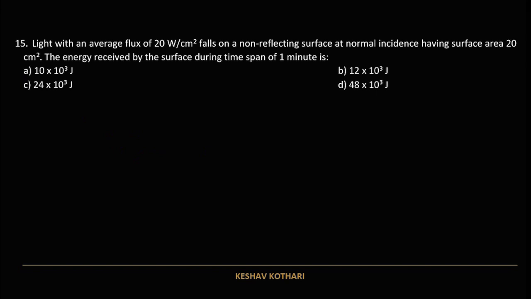Problem number 15. Light with an average flux of 20 watt per centimeter square falls on a non-reflecting surface at normal incidence having surface area of 20 centimeter square. The energy received by the surface during the time span of 1 minute is. So if we consider this, the value of phi is equal to 20 watt per centimeter square and the area is equal to 20 centimeter square. So I can say that the power due to the incident light is equal to 20 into 20, and the answer will be in watt. So it is equal to 400 watt.